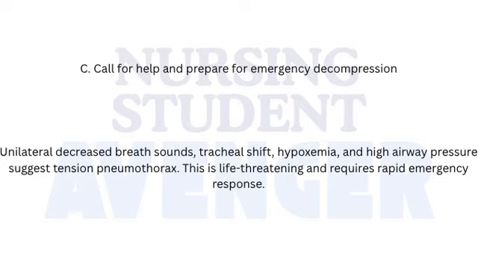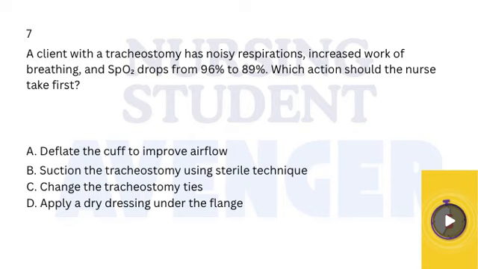So when you have unilateral decreased breath sounds, and there's already tracheal shift together with hypoxemia and high airway pressure, if the mechanical ventilation is sounding that high pressure alarm, it is suggesting some sort of tension pneumothorax. This is life-threatening and requires rapid emergency response. Okay, let's go to the next question.